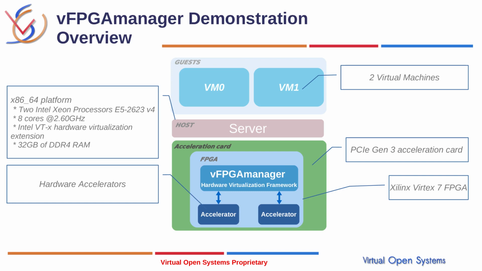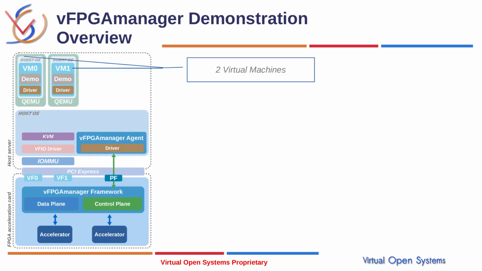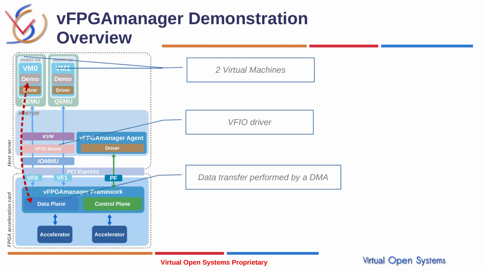For each demonstration sequence, we run two virtual machines, VM0 and VM1, mapped to a PCI Express virtual function through the VFIO driver. We will show multiple data transfers performed by each virtual machine and managed by the vFPGAmanager's DMA. Data are moved from the VM to a hardware accelerator. When the data has been processed by the accelerator, the DMA sends them back to the VM.